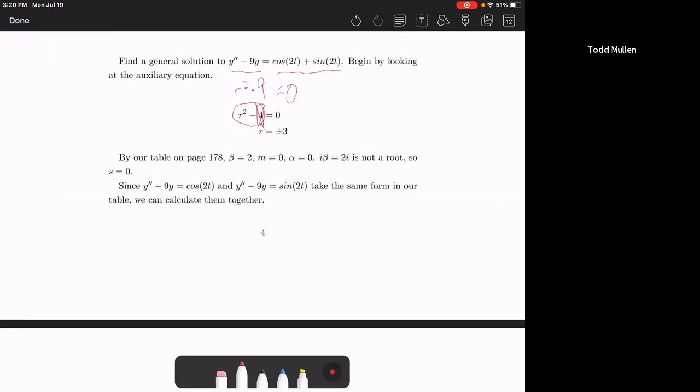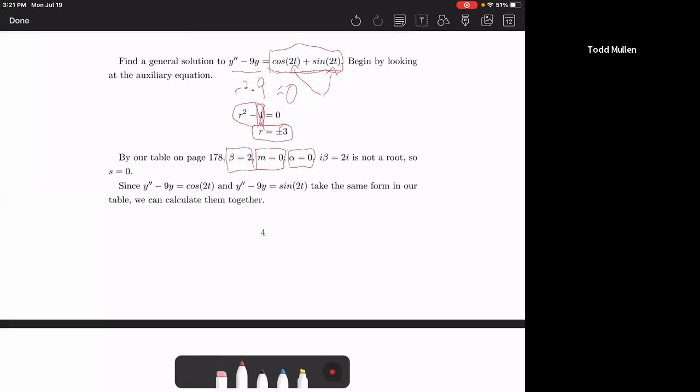R squared minus 9 is equal to 0. So that gives us two values. R is equal to plus or minus 3. Now, by our table on page 178, we have a beta value of 2. That's what's multiplied by these t's. We have m equal to 0 and alpha equal to 0. That's because this is just trigonometric. There's no e's in here. It's not being multiplied by a power of t.